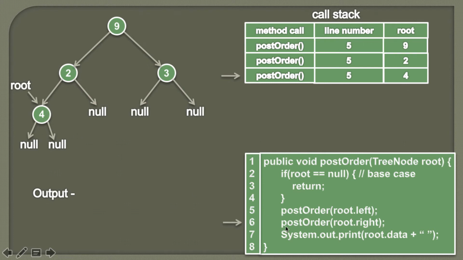So therefore we are again calling the post order method and we are passing the value as root.right. So here root is pointing to node 4 and its right is pointing to null. Therefore we know that now we'll call this post order method with a null value. And we also know that as we are leaving this post order method from the line number 6, we need to update the line number here. So the line number becomes 6.